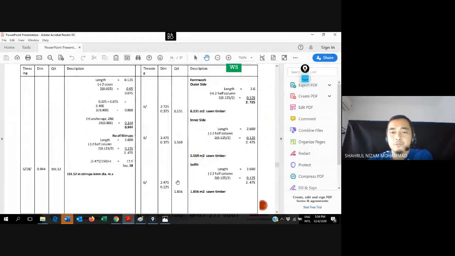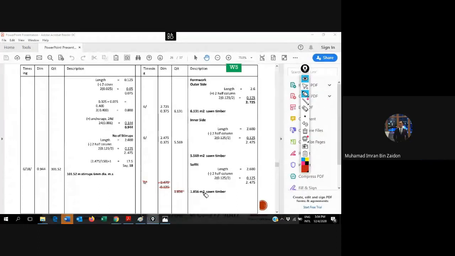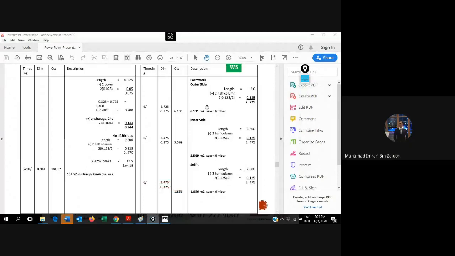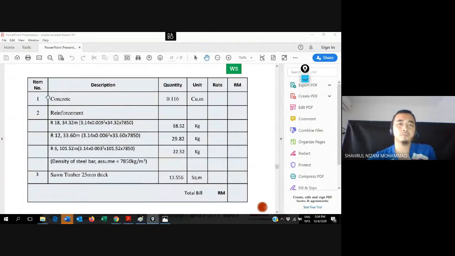Okay, so for soffit, the time sink is 6, and then length is 2.4. The breadth is 0.125, so you will get the total number is 1.856 meters squared, square meter of sawn timber. So now you have completed your taking off, so then you can proceed with BQ.